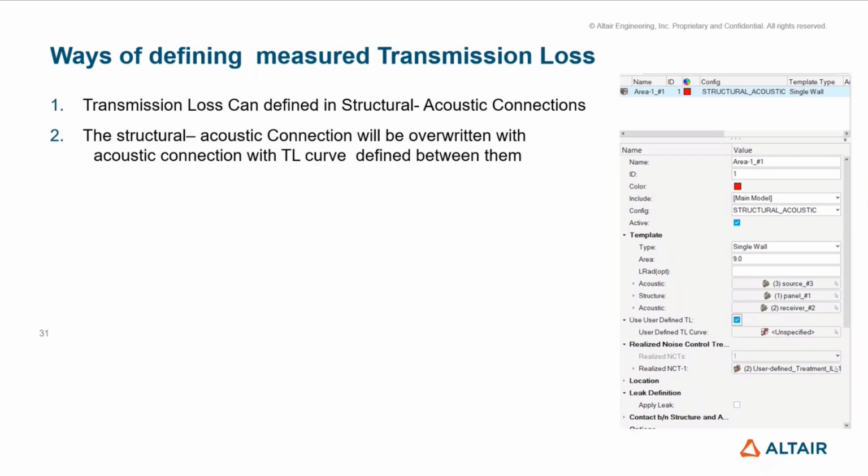Transmission loss, you can update it on user-defined structural acoustic connections. You can specify it using the user-defined transmission loss option. In this way, you can override the current connection, and the TL will be applied between the source and the receiver cavity in such a fashion that the effect of calculated TL can be applied between those 2 cavities.